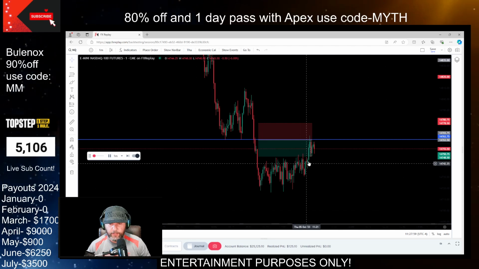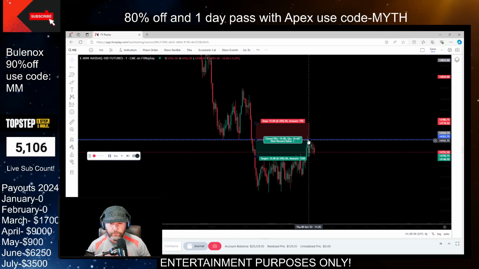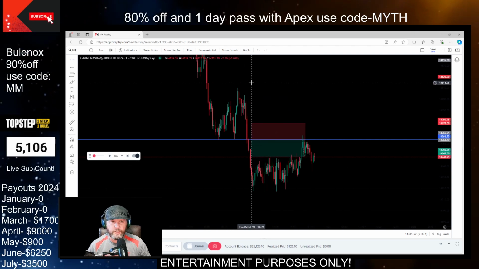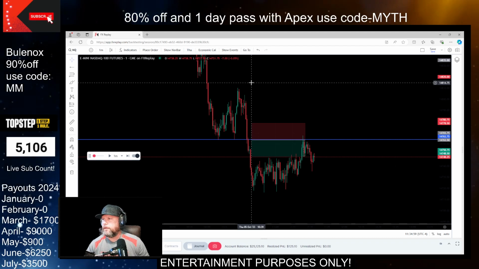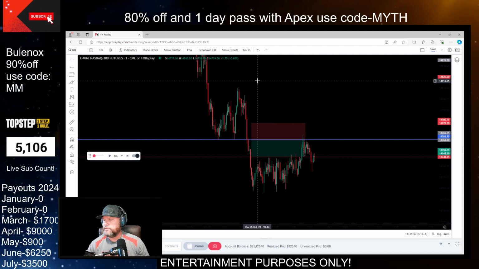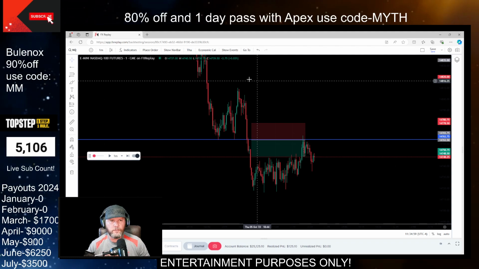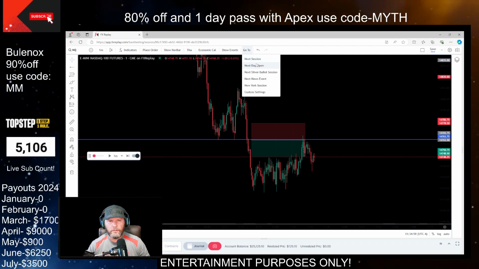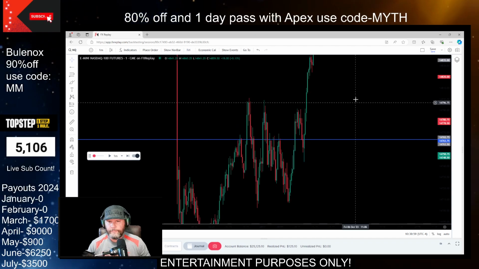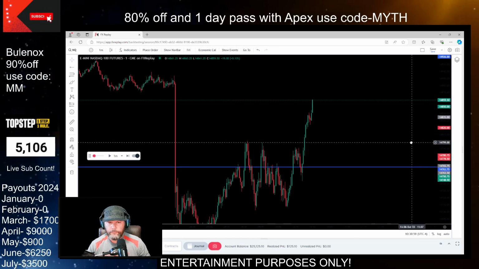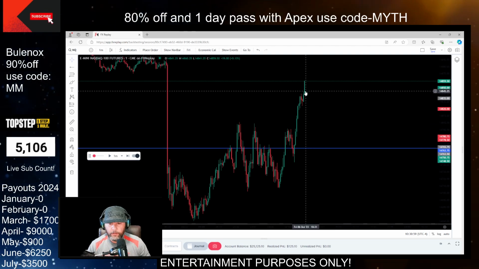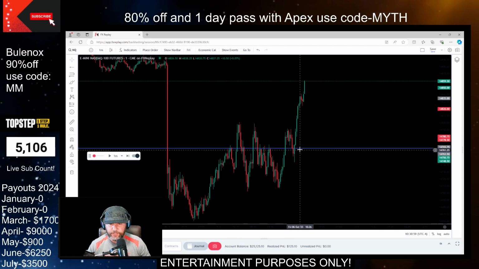All right, looks like we had a nice swift reaction right off initial balance low there, hit our TP. Let's go. That's how you want it to happen. Alrighty. So obviously we had news on this day. Look at that big candle to the downside there.